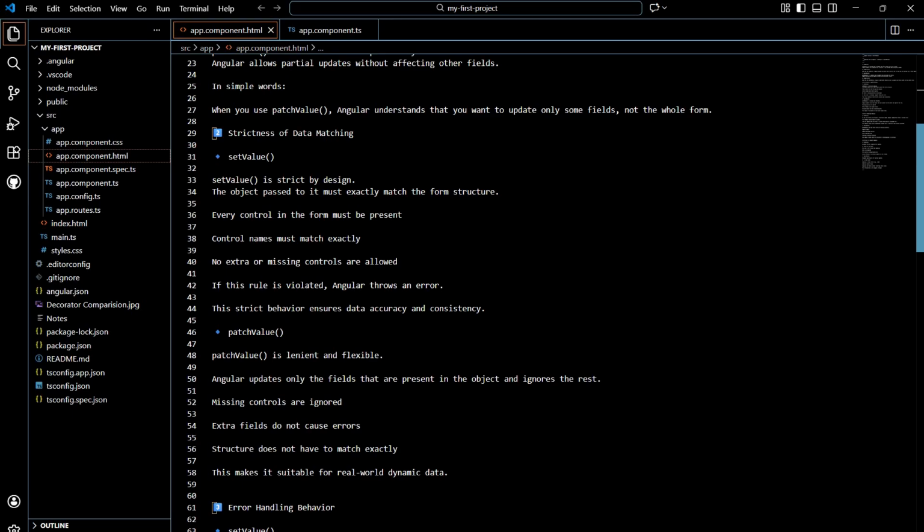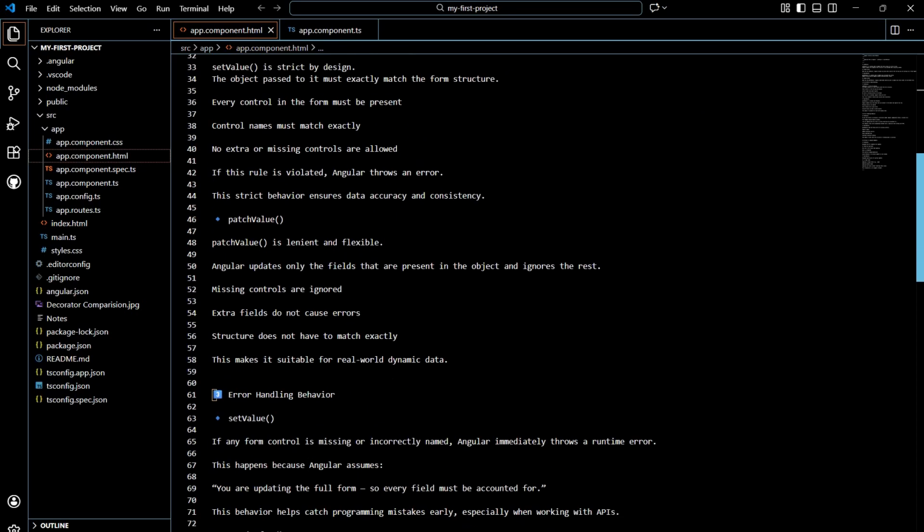Okay, so you need to keep all these rules in mind, that every control in the form must be present. Control name must match exactly. You can't change the name. No extra fields or missing fields are allowed. Suppose there are 5 controls in your form group, so you have to mention all 5. You can't miss any one, or even add any extra one. Clear? Otherwise it will fail, because if any of these rules is violated, Angular simply throws an error.